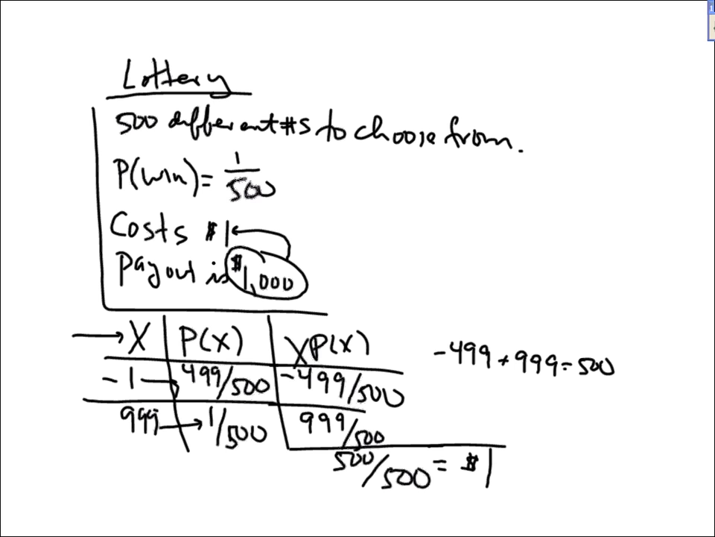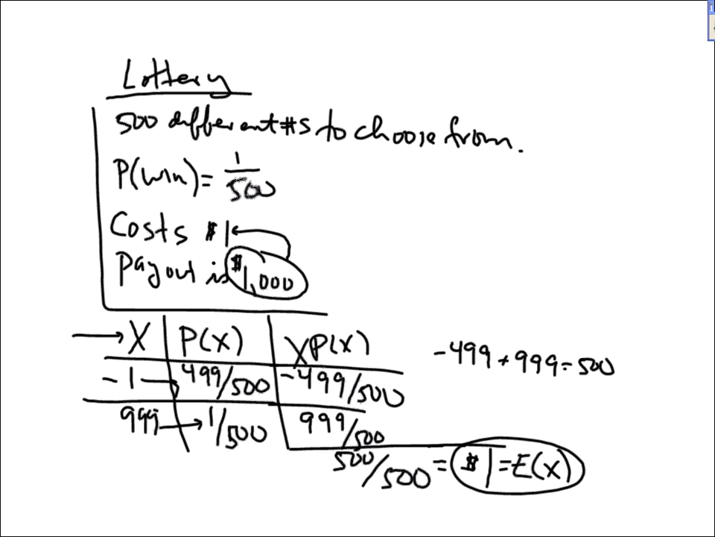This is a game that you should play, because every time you play, you will win a dollar on average. You give the person a dollar for the ticket, and you'll win $2. That is, you'll win a dollar. If you play the game 1,000 times, you would probably win $1,000. This is your expected value. You expect to win a dollar. This is a game that you play all the time.